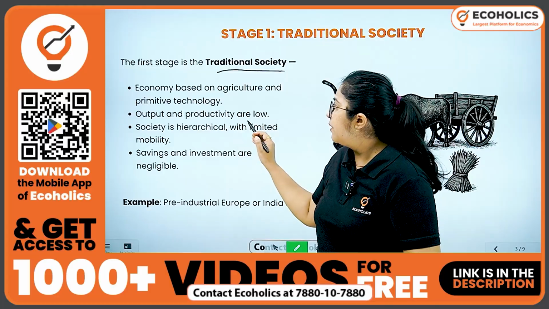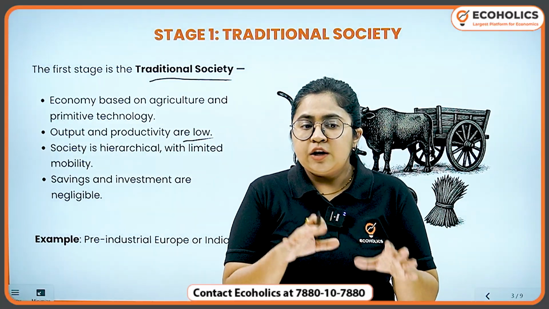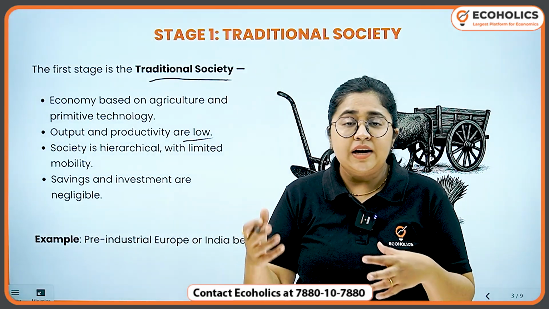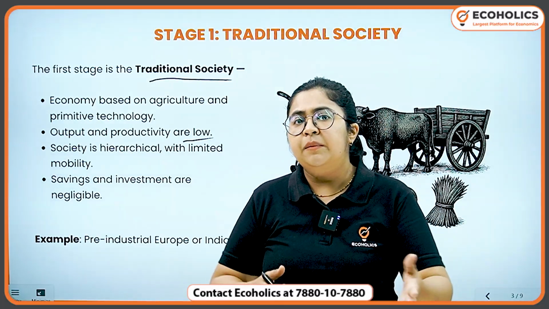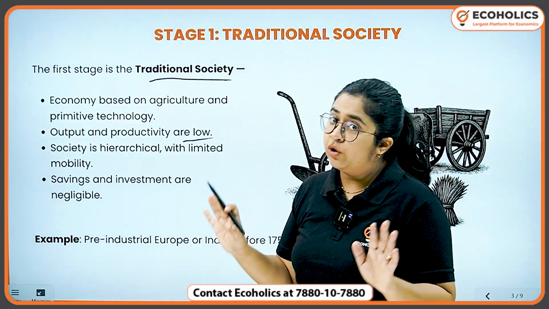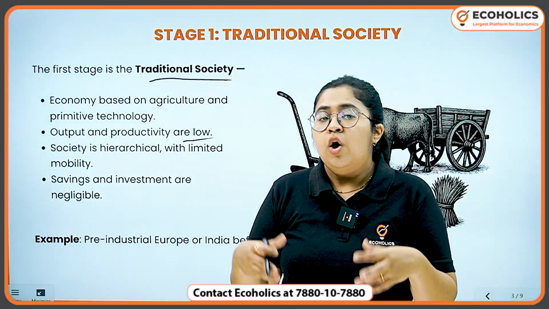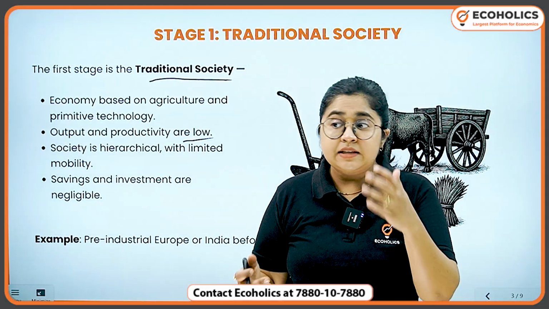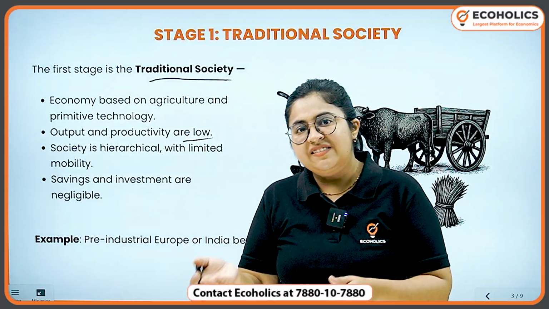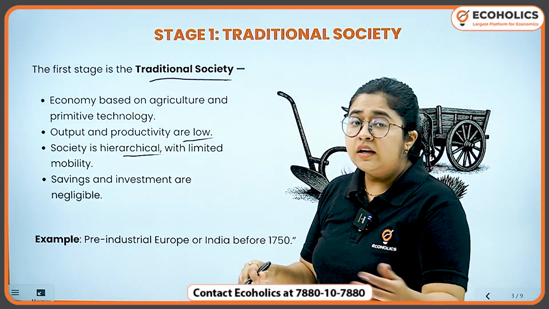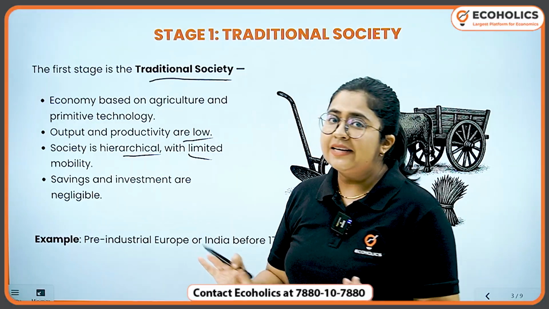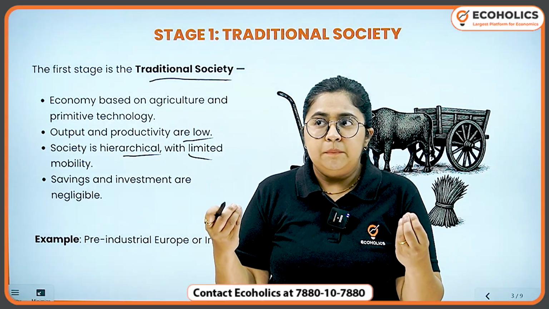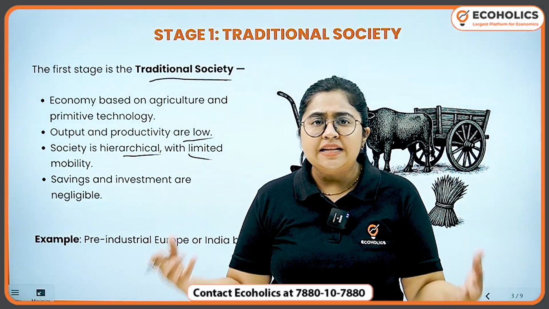Then if I talk about output and productivity, they are low. Why? Because the economy has just started its growth, and utilizing the agriculture sector and accruing revenue from it is a process, so initially the output and productivity are low. Also, you all know that when more people or labor are engaged than necessary on a piece of land for agricultural activities, it leads to disguised unemployment. So because of that also the productivity is low. Okay. Then society is hierarchical with limited mobility, which basically means the society has a very primitive traditional landscape where there is an orthodox mindset and lack of awareness about many things of the world.